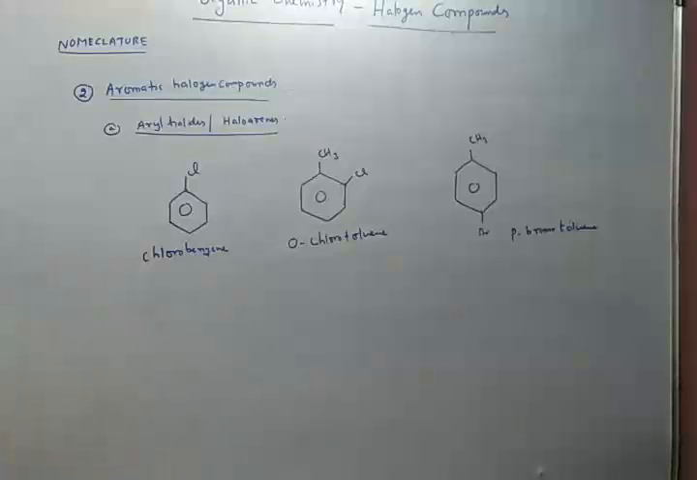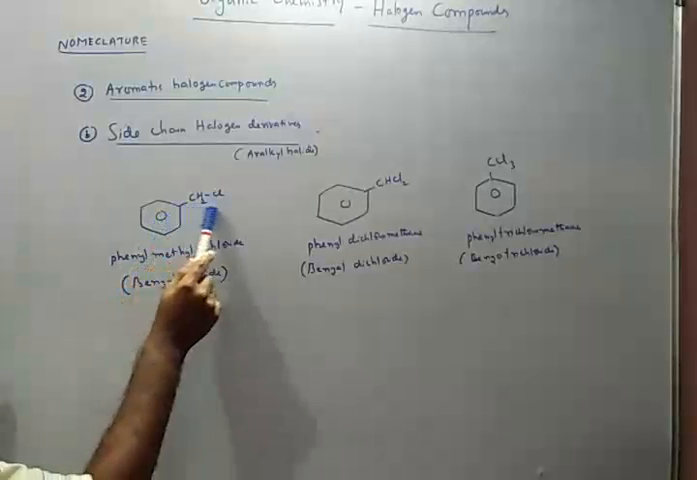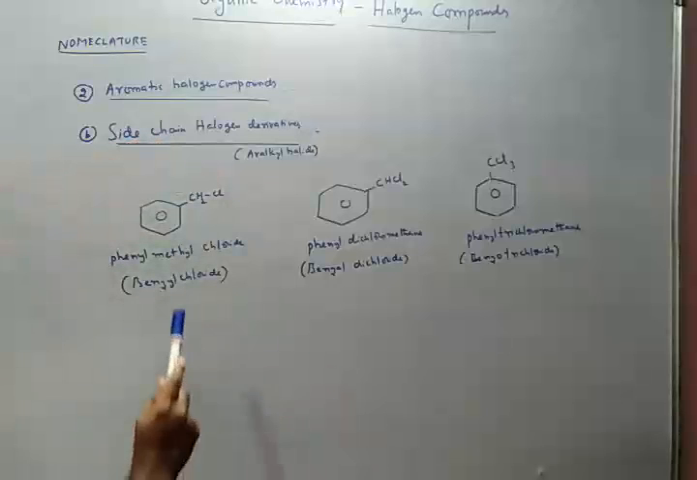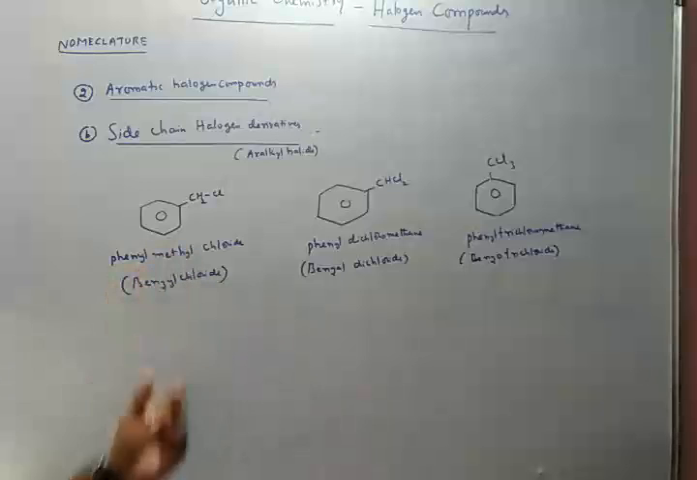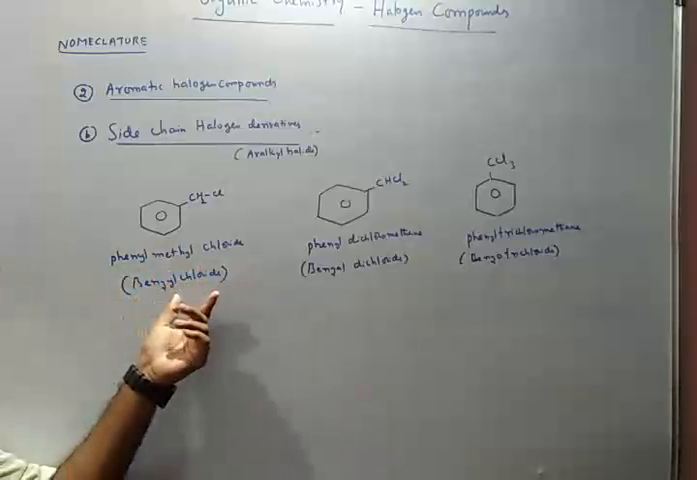That is the actual reason behind calling these aromatic halogen compounds. So we have side chain halogen derivatives. The first side chain derivative shown is a benzene ring with a side chain, CH3 should be there, but here we wrote CH2. It looks like displacement of one hydrogen from the side chain with a chlorine. We call that phenyl methyl chloride, also called benzyl chloride.